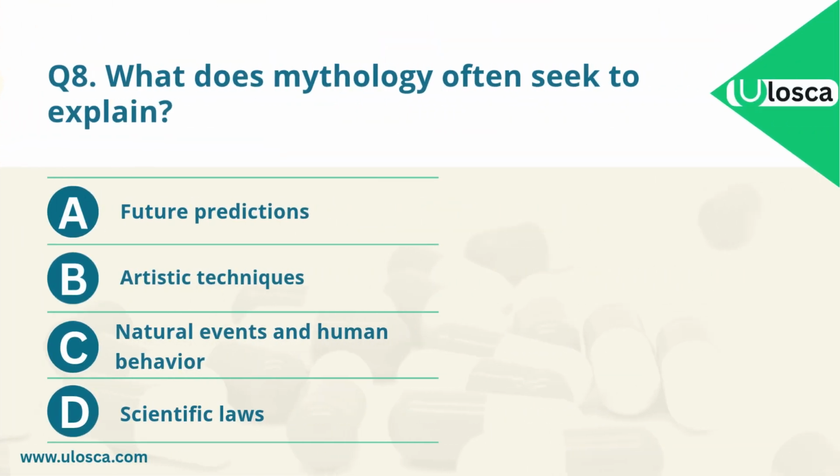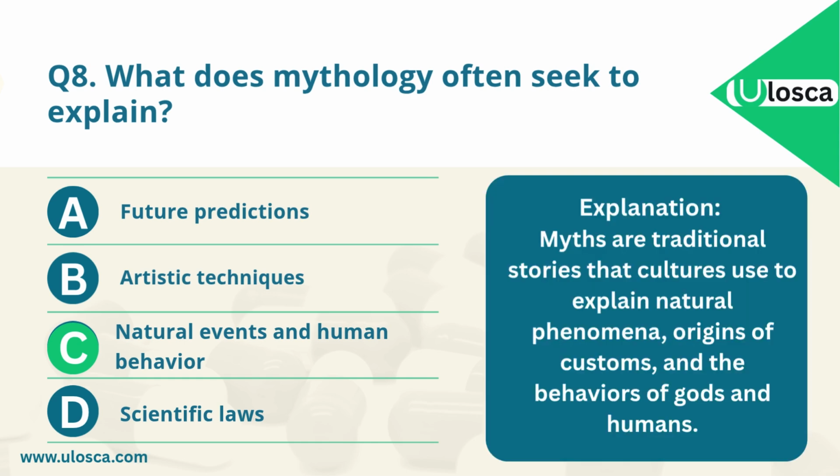The correct answer is C. Natural events and human behavior. Explanation. Myths are traditional stories that cultures use to explain natural phenomena, origins of customs, and the behaviors of gods and humans.